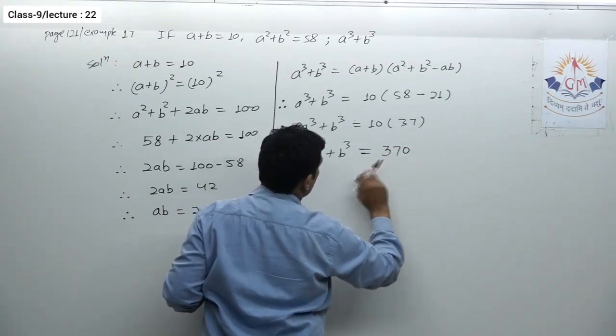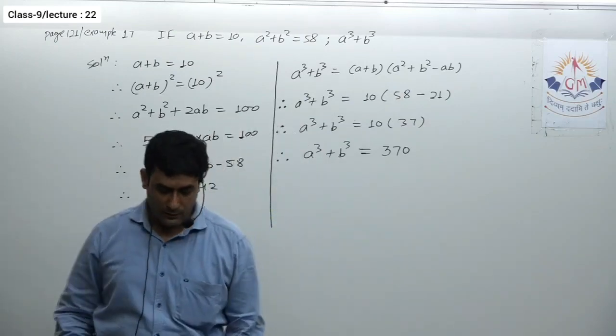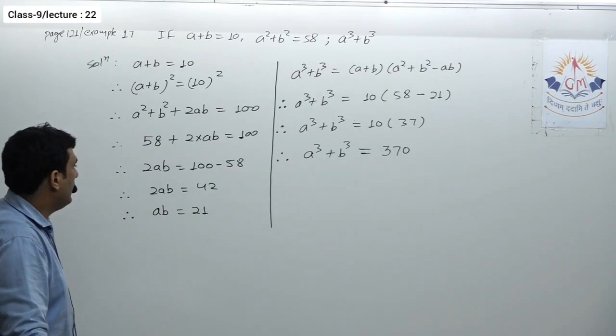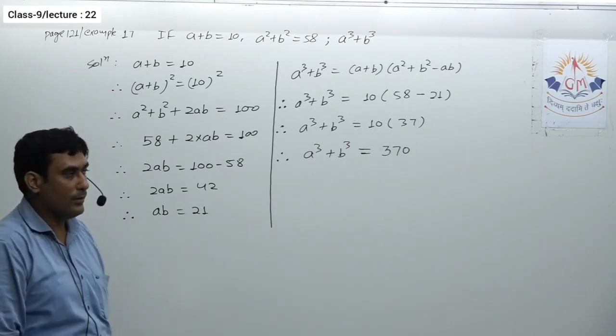a cube plus b cube is equal to 370. So I hope this is clear to you. Note it down, then I will explain the same thing once again.